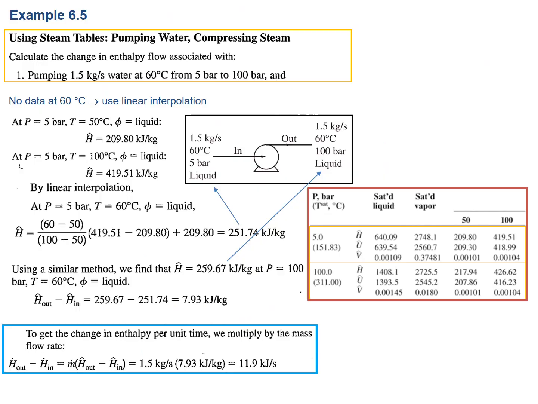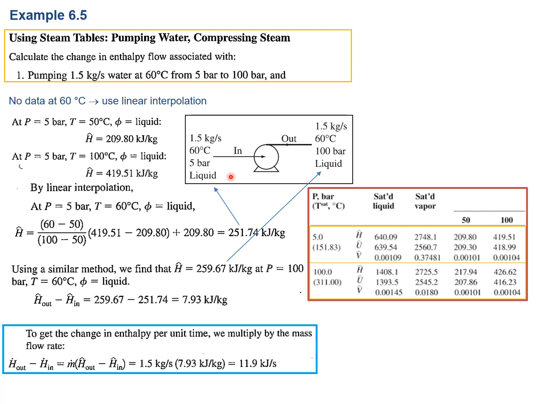Okay, example 6.5. Let's use steam tables. Here is the situation. Here is a pump, and you are pumping some water to more pressurized water. So let me check these state variables. 60 Celsius degree, 5 bar liquid here, 5 bar water here, and the flow rate is 1.5 kilogram per second for the input stream. How about the output stream? The same flow rate and the same temperature, but after pressurizing, you would have a higher pressure of the same material. So let me calculate the enthalpy flow change between output stream and input stream.